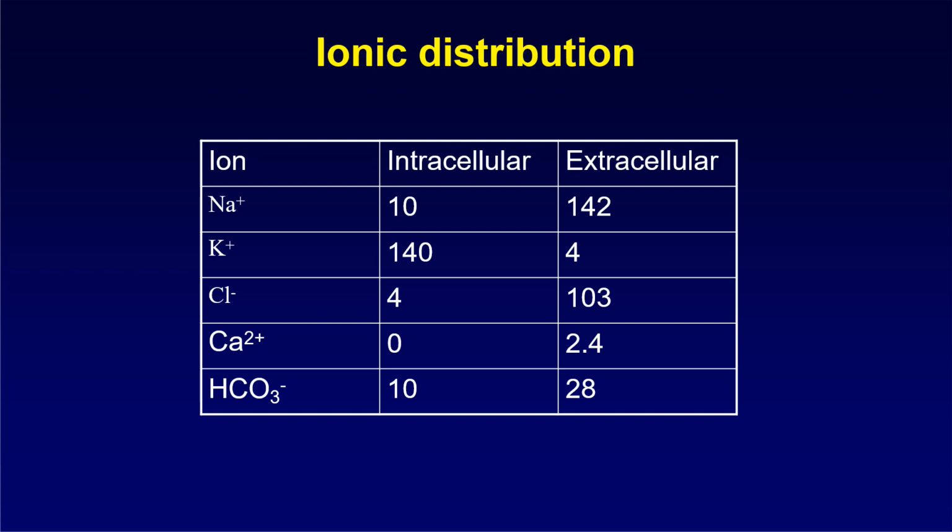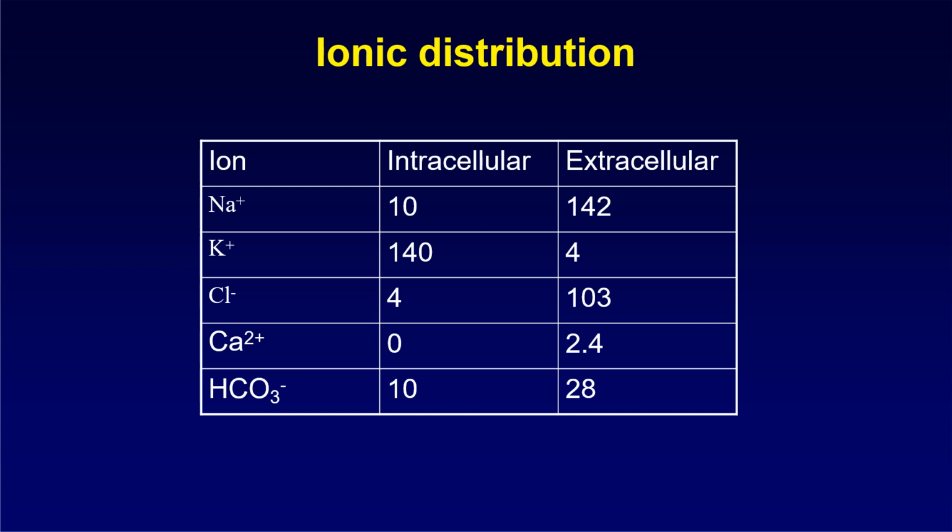Sodium is more extracellular and potassium is more intracellular. Chloride is more extracellular, calcium is nil inside and 2.4 milliequivalent per liter outside, and bicarbonate is 10 in ICF and 28 in ECF. So sodium is moderately permeable, whereas potassium and chloride are freely permeable across a cell membrane.